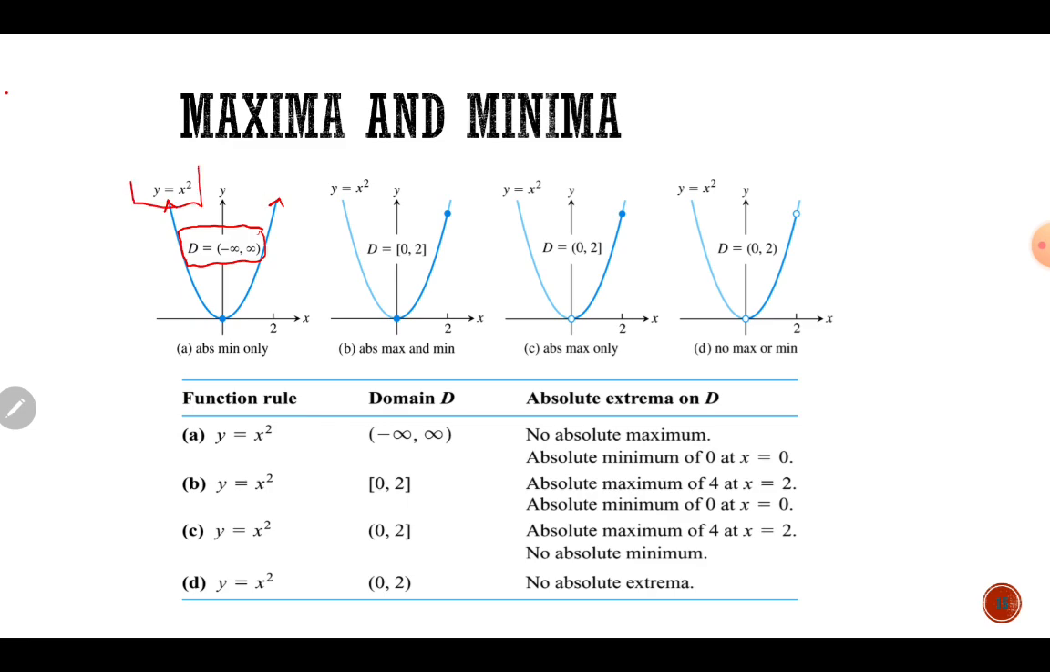This is the graph y equals to x square. So for this case, maknanya kita hanya ada one absolute minimum sahaja. Kita tak tahu maksimum dia kat mana sebab dia keep on naik je.